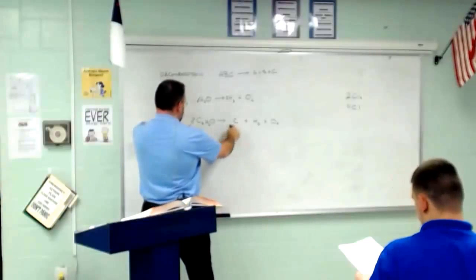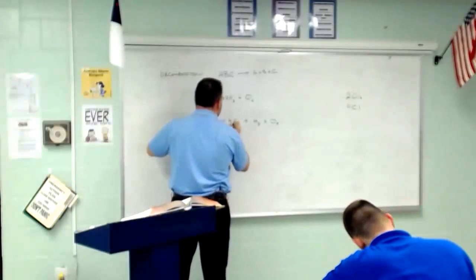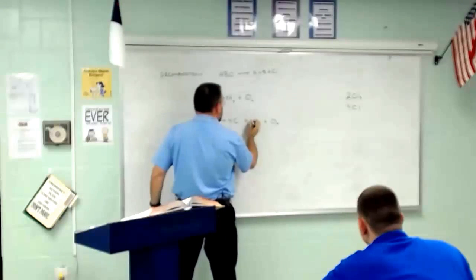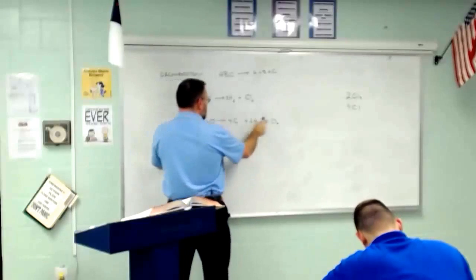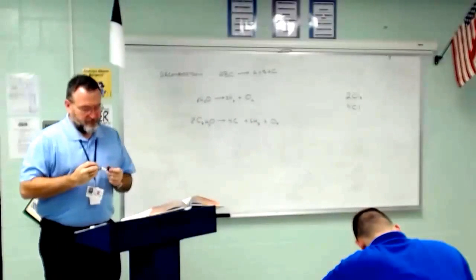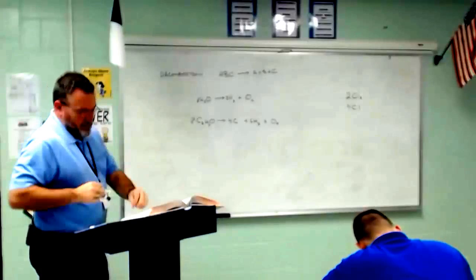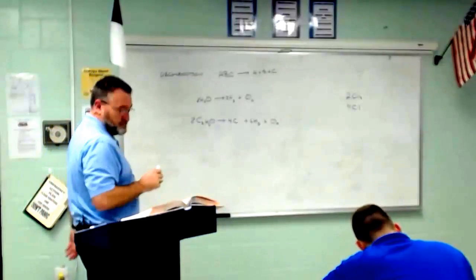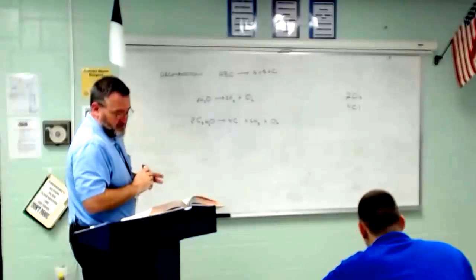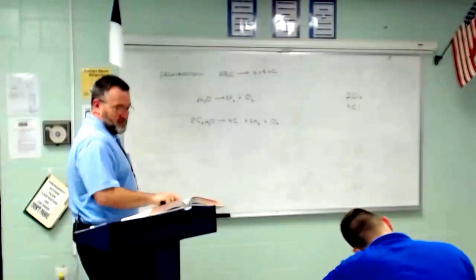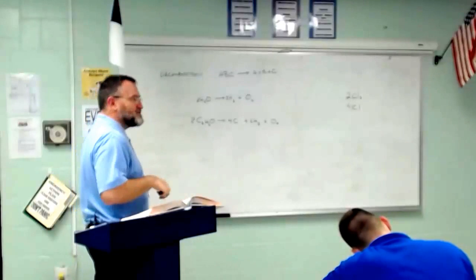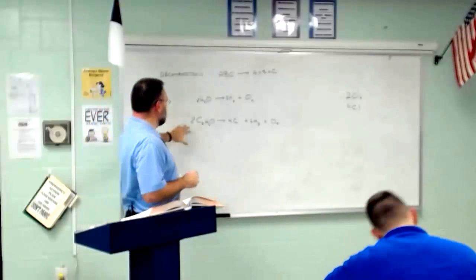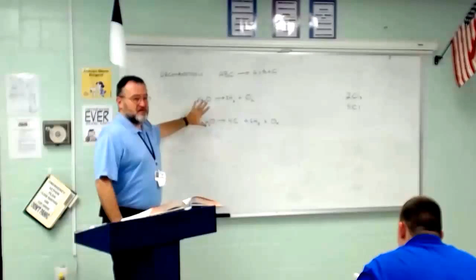Carbons, how many do I have? 4. Hydrogens, 12, so it's going to be 6. Oxygens, I have 2 and 2. Now, yeah, that took way too long. They took 3 pages to get to that point, but we're smarter than that. Yes, ma'am? Any questions on the balancing I just did?